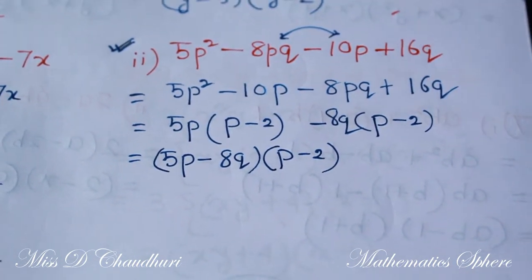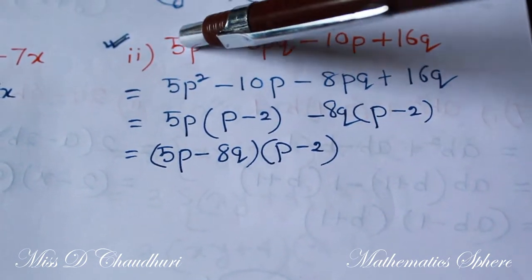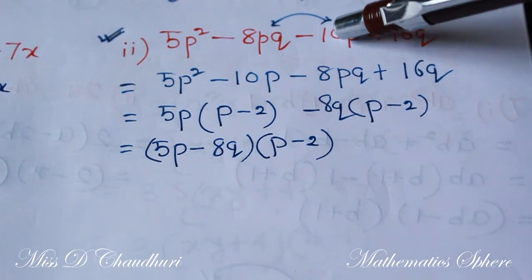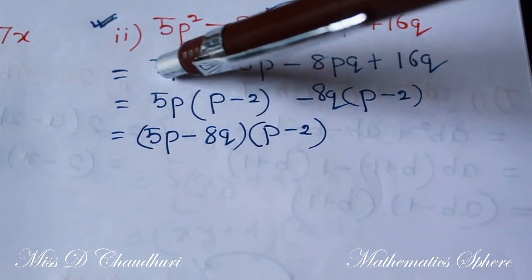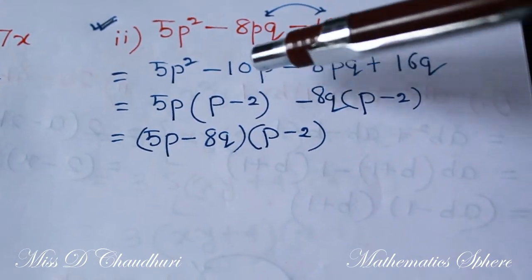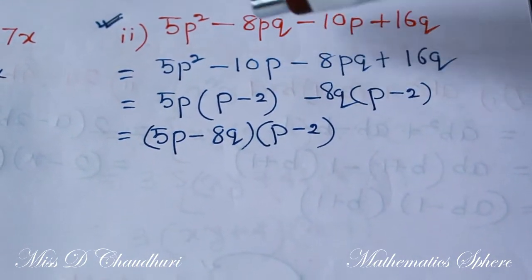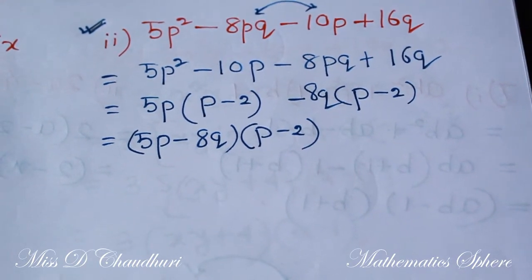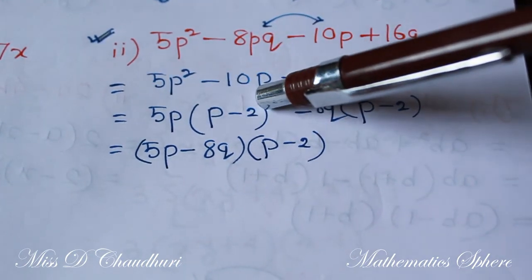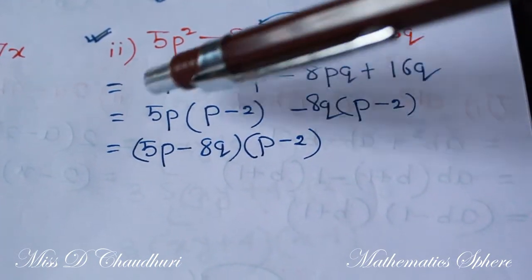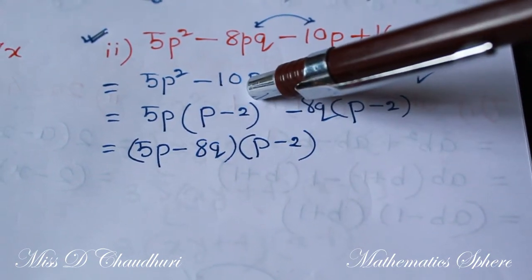So see what we are doing, first we are arranging them properly. I can see here 5 is there, here 10 is there. So it is better that we take this minus 10p here. So I am writing this by arranging: 5p square minus 10p minus 8pq plus 16q. Be careful of the signs. The signs will stay with the terms they belong to. Now from the first two, you take the common part out first. So we see 5p is common. So in the bracket, p minus 2 will remain.